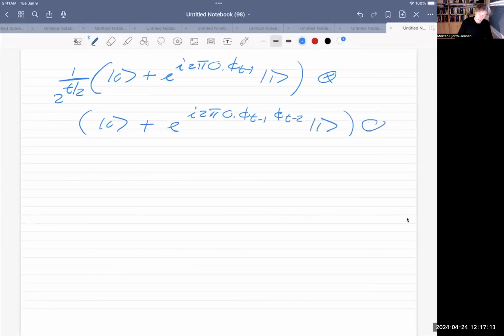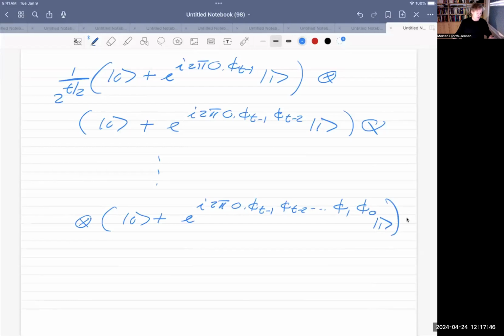And then this is multiplied with state 1. And this goes all the way down to the final one, where we now have the tensor product with 0 plus e of I of 2 pi of 0. And then we have the whole chain of qubits, t minus 1, t minus 2, and all the way down to phi 1 and phi 0, multiplied with the state 1. In this particular case, we have a representation of phi given as phi of t minus 1, phi of t minus 2. And remember that each of these phi values can take values of 0 or 1 only, and finally down to phi 0. We're just writing this in terms of a general phi of I, which takes values 0 and 1 only.